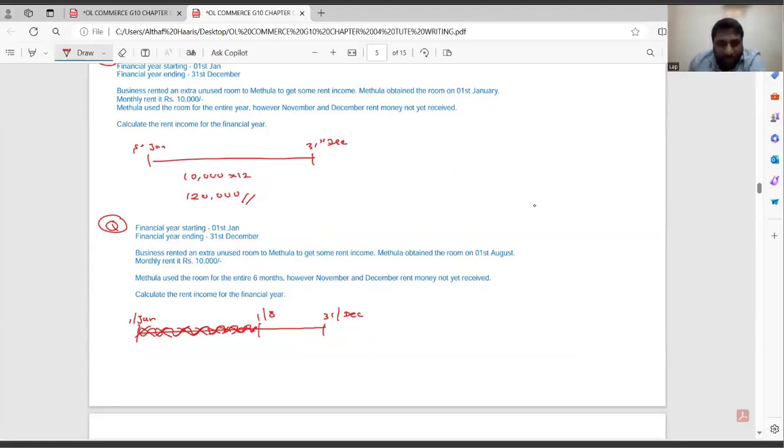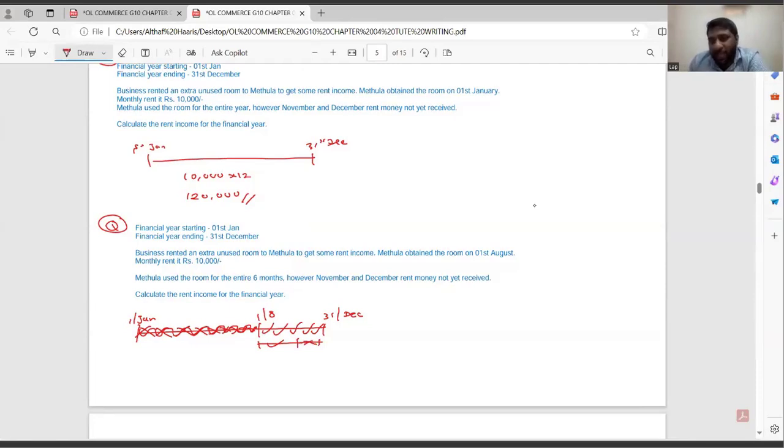So Afti and Ubaidullah, you tell me. Actually, for how many months has Methula used the building? August, the entire month, September, October, November, December. For 5 months he has used it: 1, 2, 3, 4, 5. For how many months has he given me money? For 3 months money is received, for 2 months it is not yet received.